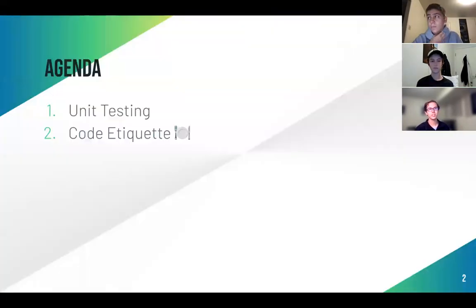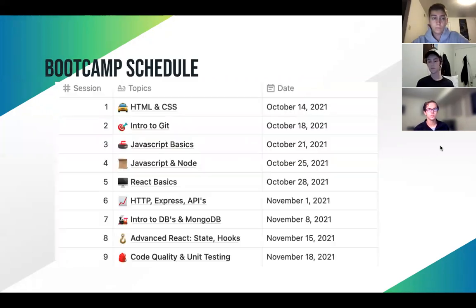So on our agenda today, we're first going to go over unit testing, which is just a great way to make sure that the code that we write is behaving how we expect it to. And then we're going to go into code etiquette, which is a lot of smaller topics about how to write good code. And as I said, this is our last bootcamp session. So we're at session number 9.